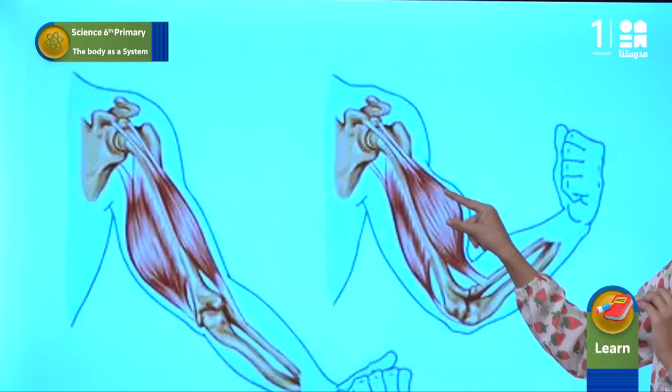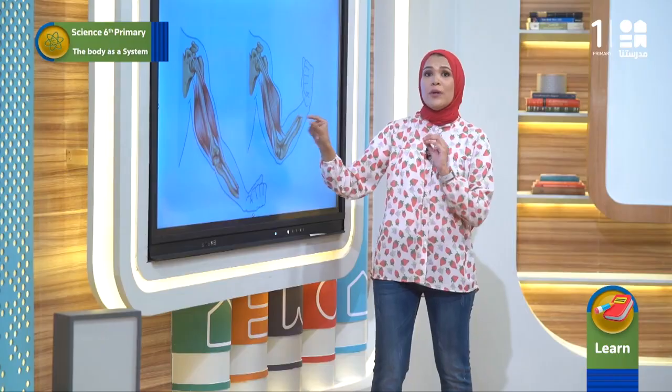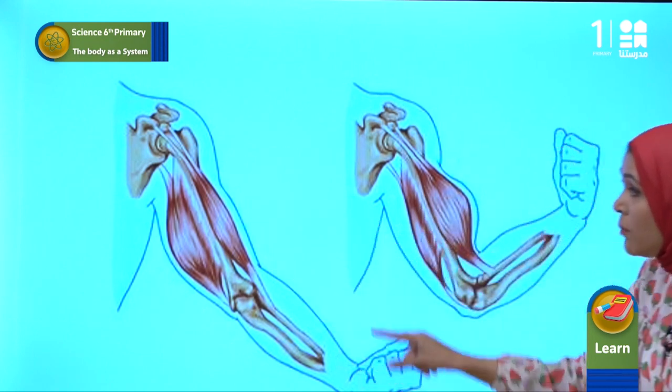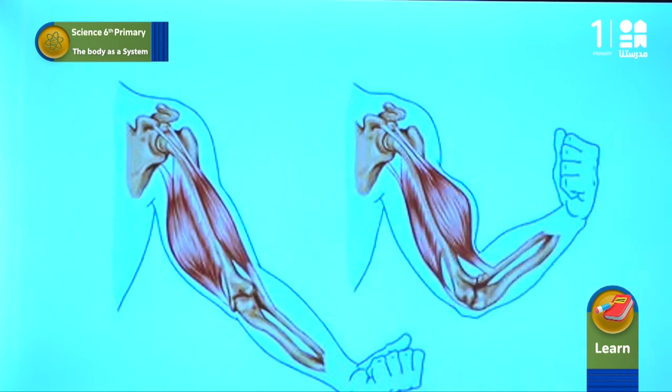So contraction will happen to the muscles in front of your upper arm, and the muscle in the back of your upper arm will relax. And the opposite happens when we straighten our arm. What about the neck muscle? As you see, when we bend our arm, the front muscle contracts and the back muscle relaxes. And when we straighten our arm, the front muscle relaxes and the back muscle contracts.